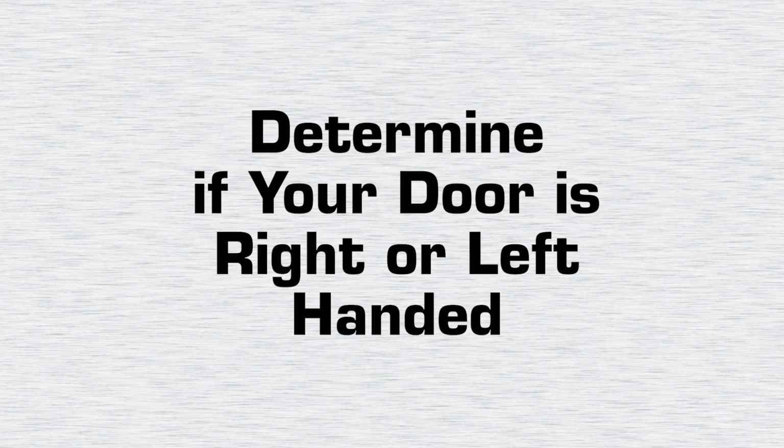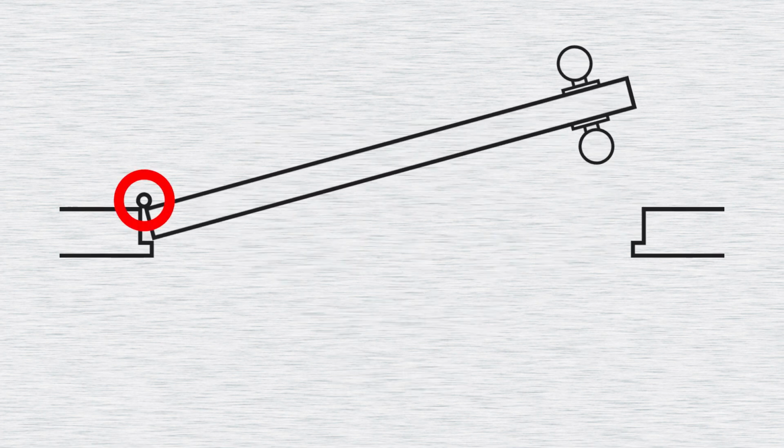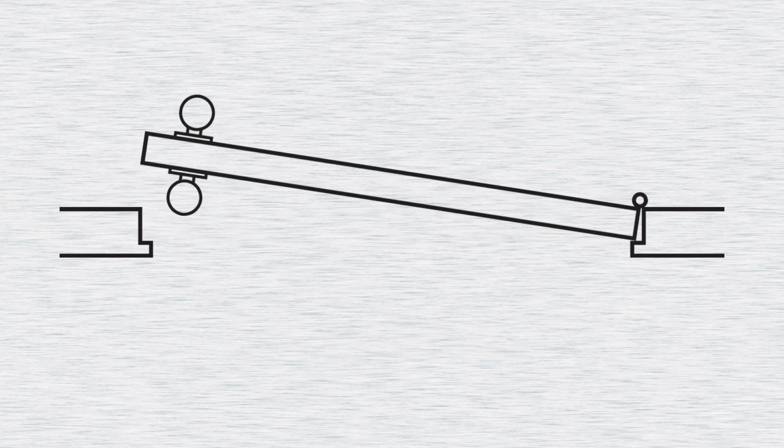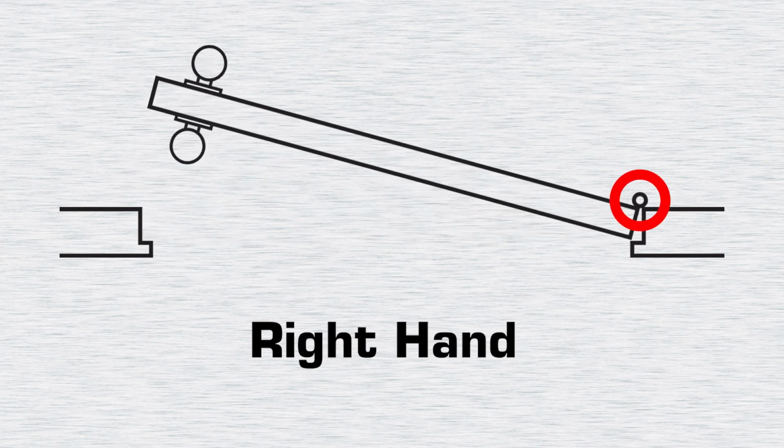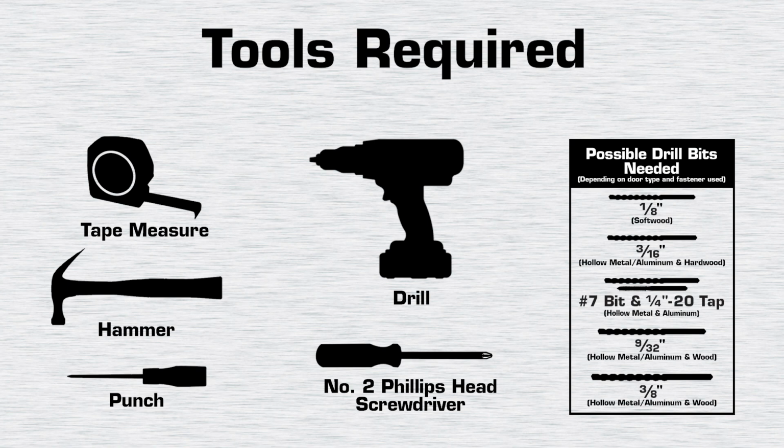wide. To determine if the door is a right or left-hand door, while facing the push side of the door, if the hinges are on the left, it is a left-hand door. If the hinges are on the right, it is a right-hand door. Here are the tools required for installation. The closer comes with everything else you will need.